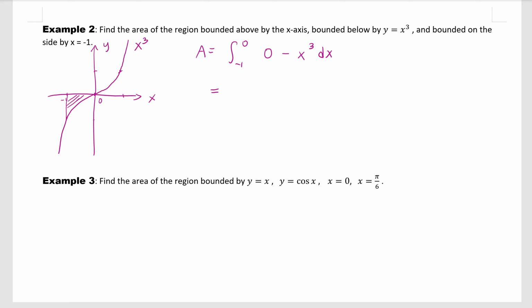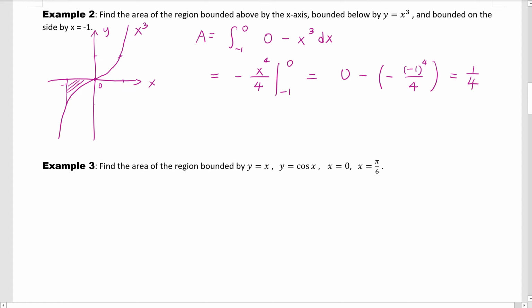Alright, let's see. Integral of x cubed, we add 1 to the exponent, divided by the new exponent, evaluate from minus 1 to 0. It means we plug in 0 first, that's 0, minus, we plug in minus 1. So we minus, but there's a negative, okay? And then minus 1 to the 4th is actually 1. So the minuses cancel, and this guy is 1. So our answer is 1 over 4. So far, so good, everybody? So that is example 2. Let's continue.